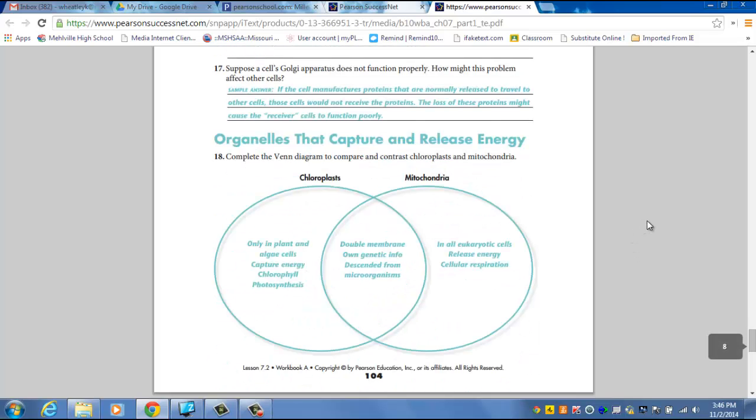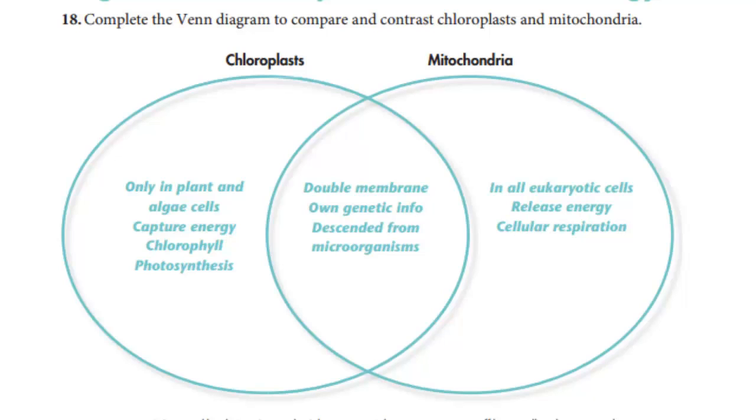Then you had a Venn diagram. Chloroplasts and mitochondria are in cells. Chloroplasts are only in plant cells, but mitochondria are in both. Both of these were part of the endosymbiotic theory that you read that article on. Both of them have a double membrane. Both of them have their own genetic information, and we see that both of them descended from other microorganisms.